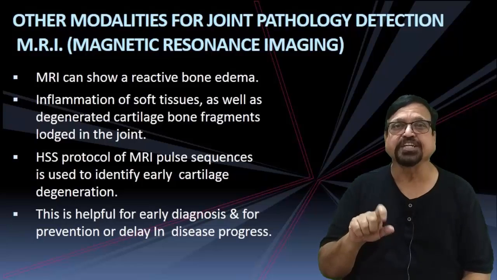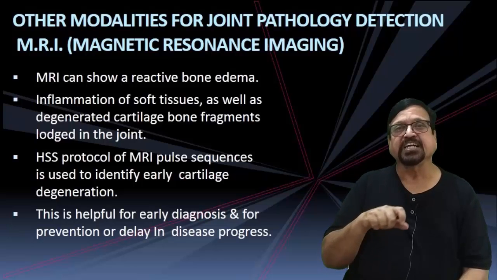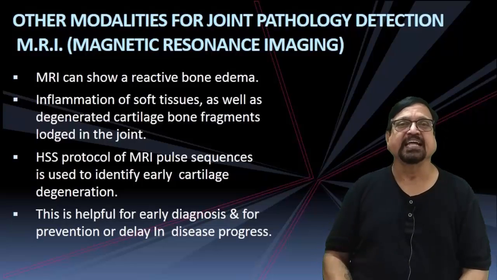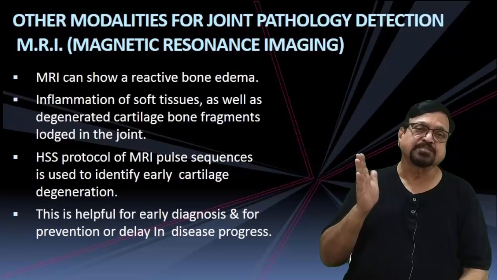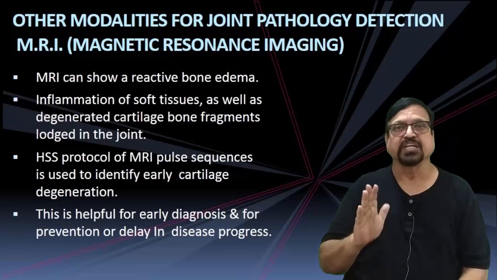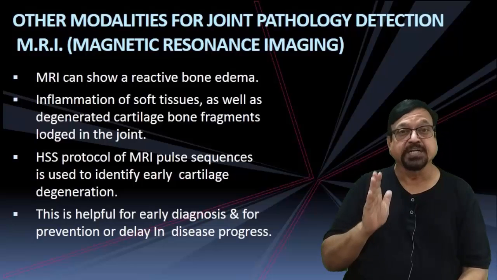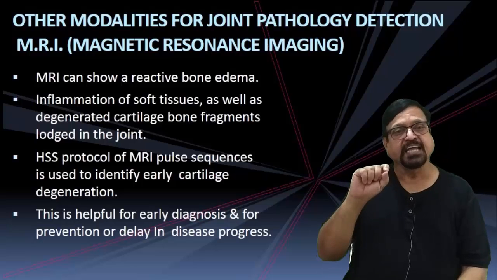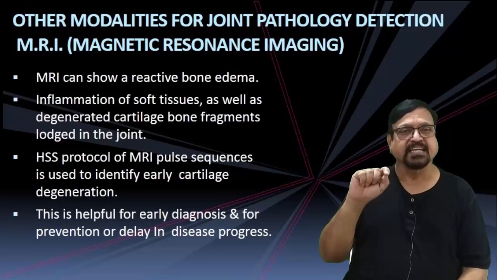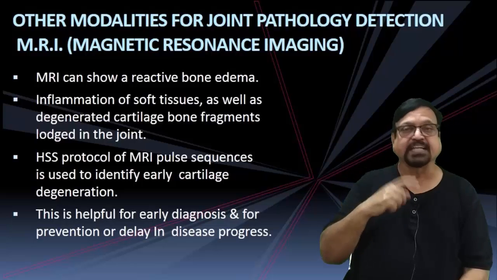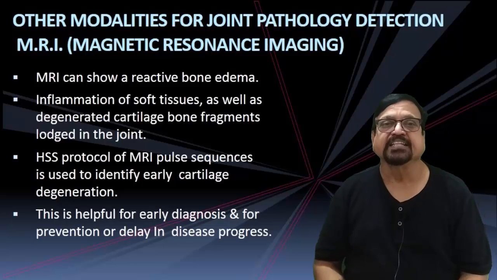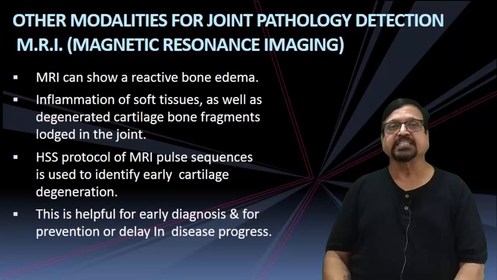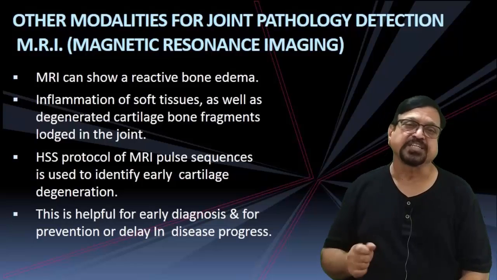Then inflammation of the tissues as well as degenerative changes in the cartilage or small bony fragments are better appreciated on MRI. Now, MRI has certain specialized protocols or sequences which can give you more detail about early cartilage degenerative changes. So if there are early degenerative changes in cartilage, certain MRI sequences give you a good idea. This is also helpful for early diagnosis and for prevention of delay in the disease process. What does it mean?